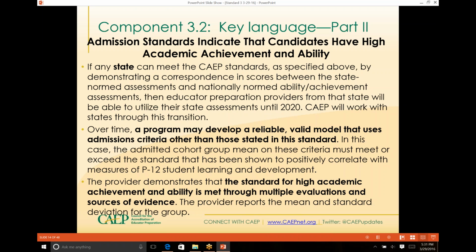And so if you don't use CAEP criteria for admissions, you use other criteria. What they're suggesting here is to establish a study of yourself, of what your admissions criteria are and what the results of that are over time. Okay, and it does say that they're looking for multiple evaluations and sources of evidence.